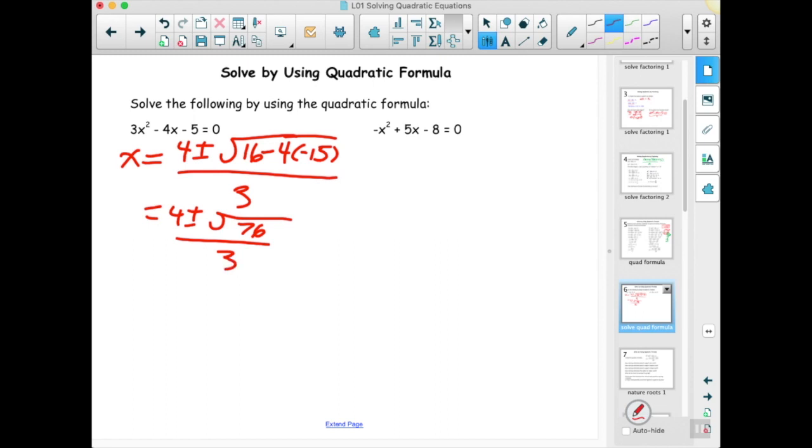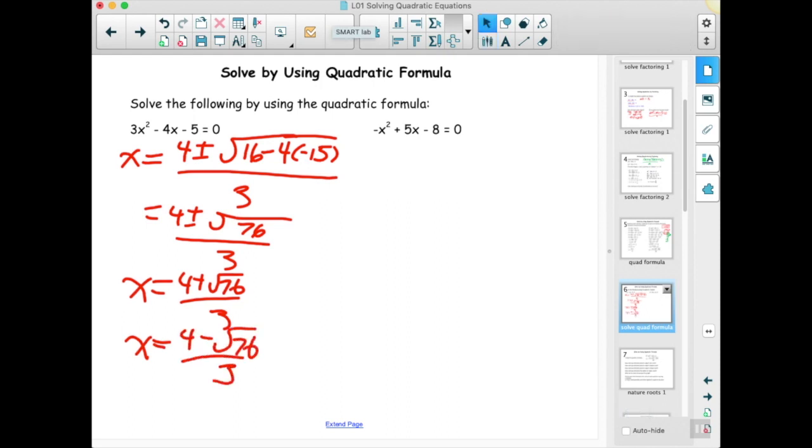And now let's see, 2 goes into that, and that leaves us with what, 38? And yeah, there's no perfect square factors of that, so we would leave it like that. On the second one, if we have to write out both roots, I guess we'll do it that way. x is equal to 4 plus the square root of 76 over 3, and x is equal to 4 minus the square root of 76 over 3.